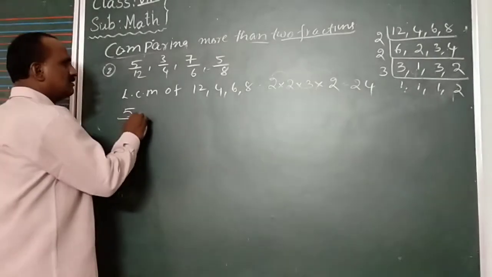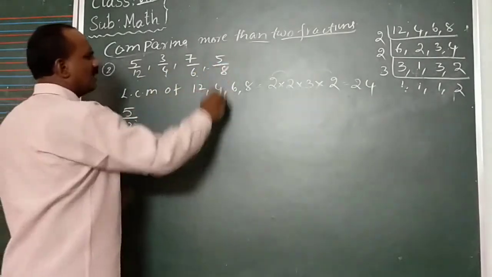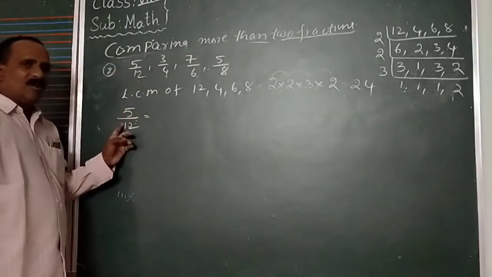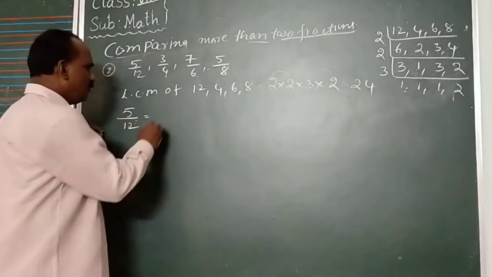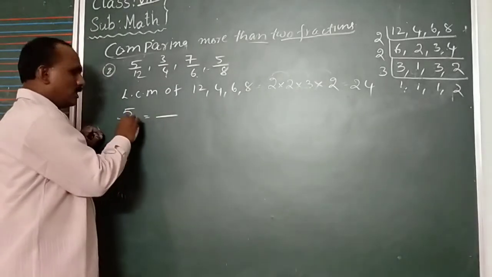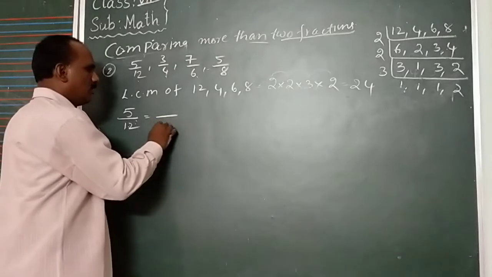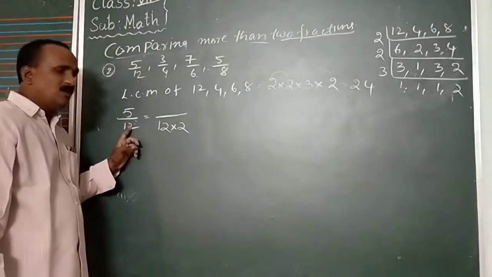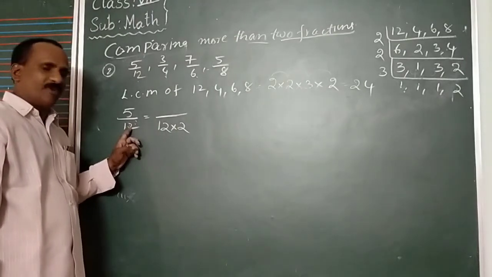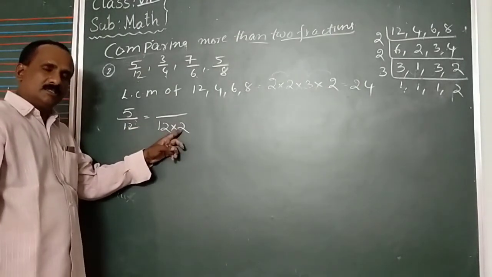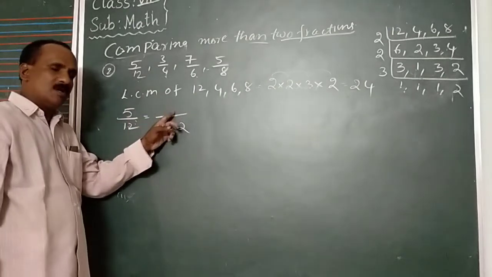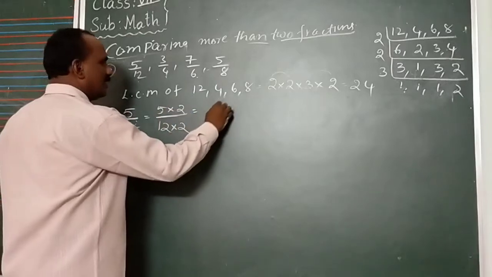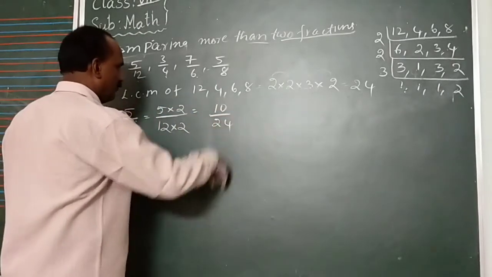All the denominators 12, 4, 6, 8 are converted to 24. Now listen here. In 5 by 12, the denominator 12 should be converted to 24. What number should multiply 12 to get 24? 12 into 2. To make an equivalent fraction, if you multiply the denominator by a number, the numerator is also multiplied by the same number. 5 into 2, 5 2s are 10, so 10 by 24.